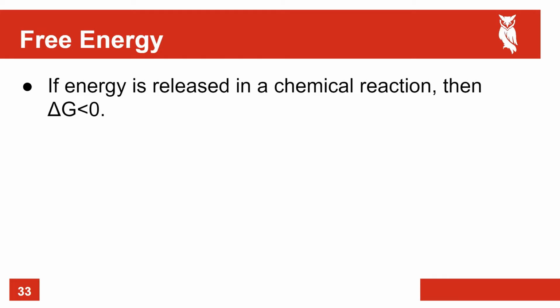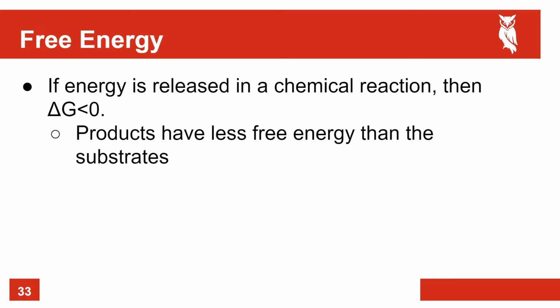So if energy is released, delta G is less than 0. Meaning delta G is the energy of the entire system. So if we lost energy, we have less energy than we started with, and we would have a negative change. Think of it like you're going 100 miles an hour and you hit the brake. Now you're going 80 miles an hour. You had a delta V, the change in velocity, of negative 20. A negative delta G means you had a loss of energy equal to so many kilojoules or whatnot. So the products will have less free energy than the substrates.